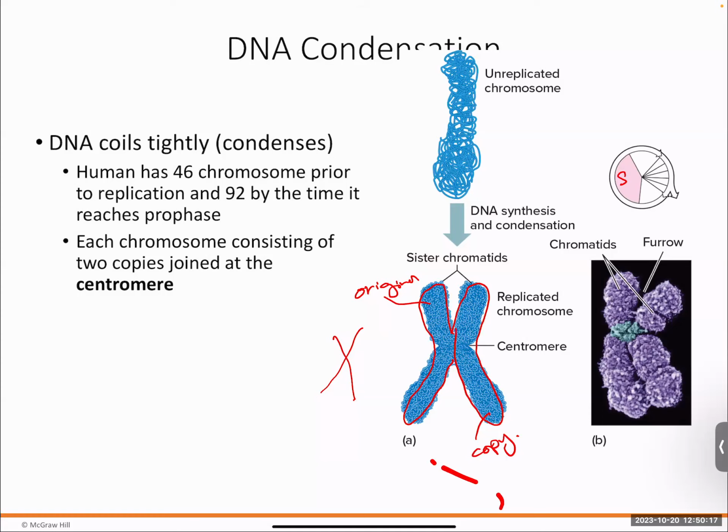Another thing I do want to point out is a couple of terms. One is that each of the arms of the chromosome is called a sister chromatid. Again, something we discussed before. And the area at the center where the two chromosome arms join each other is referred to as the centromere.